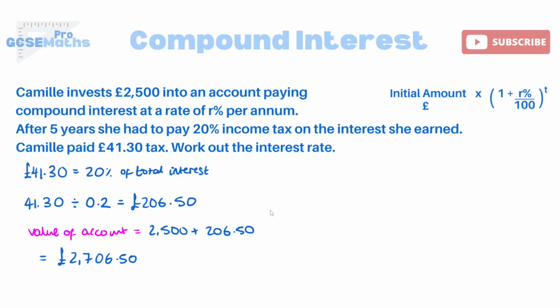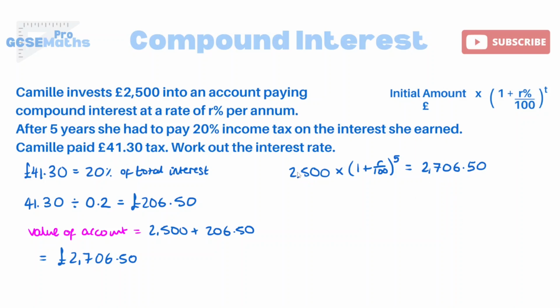I can set up my equation, I put it equal to £2,706.50, and I reverse it to find R. So my compound interest formula, we take the initial amount, which is 2,500, times it by 1 plus the percentage rate over 100, which in this case we don't have, so we'll leave it as R, and then to the power of the time, which is 5 years, and that equals the value of the account after 5 years, so that's £2,706.50. We needed to work out all of this so that we could put it into our formula for compound interest. Now I'm just going to reverse it.